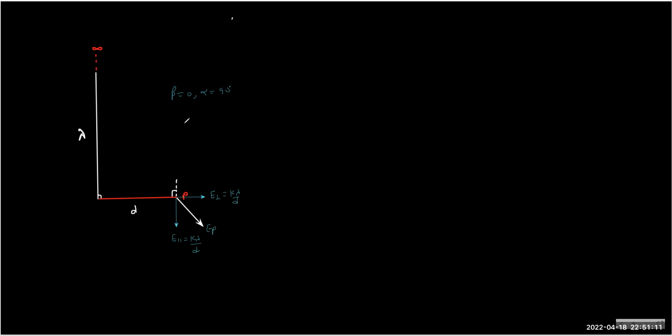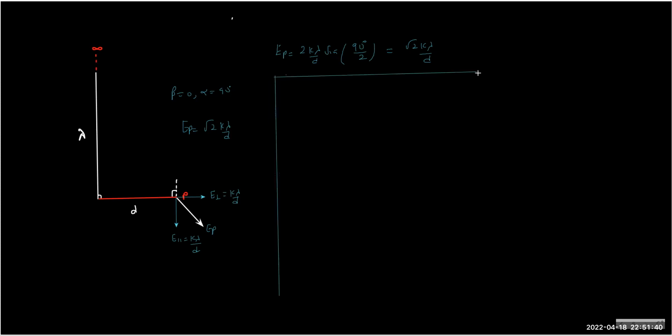And because both components are equal, the net field will be root 2 k lambda by d. Or if you use the formula, which is 2 k lambda by d sine of angle subtended by 2, it will again give the same answer. So there are many approaches by which you can think of. And there is a very interesting feature: if I choose this answer as the starting point to derive the formula of the infinite wire.